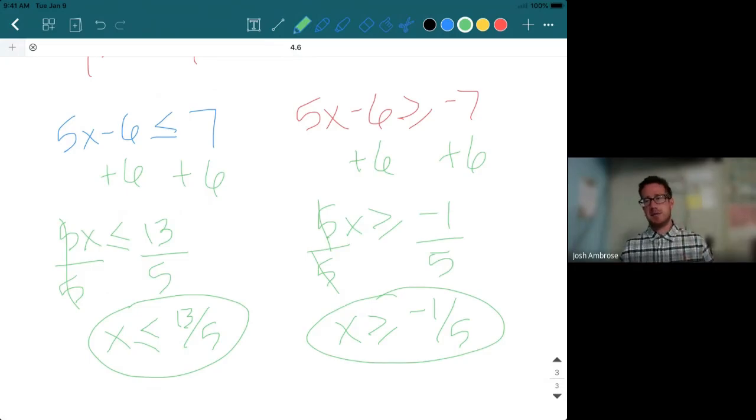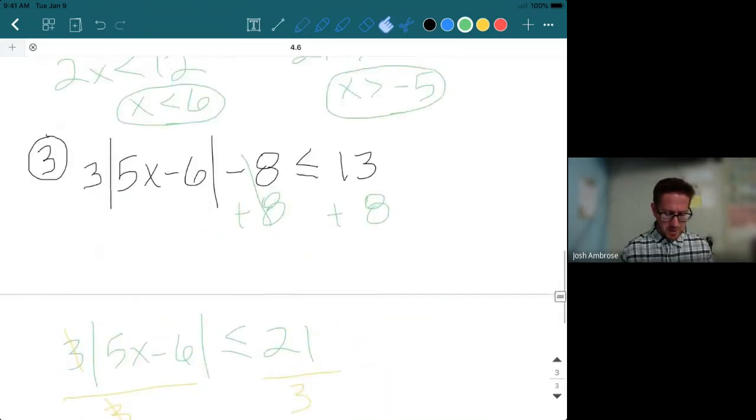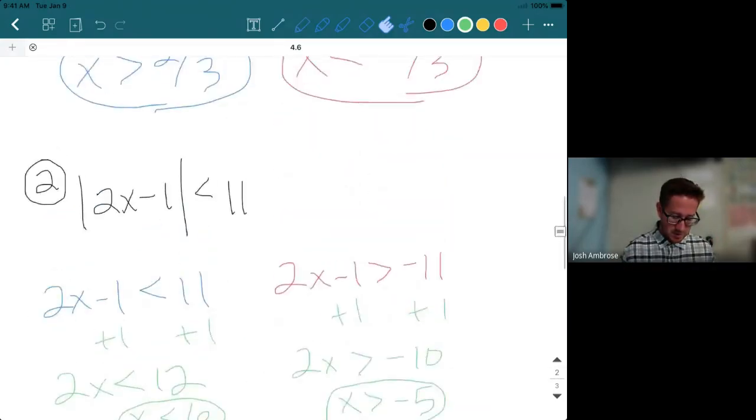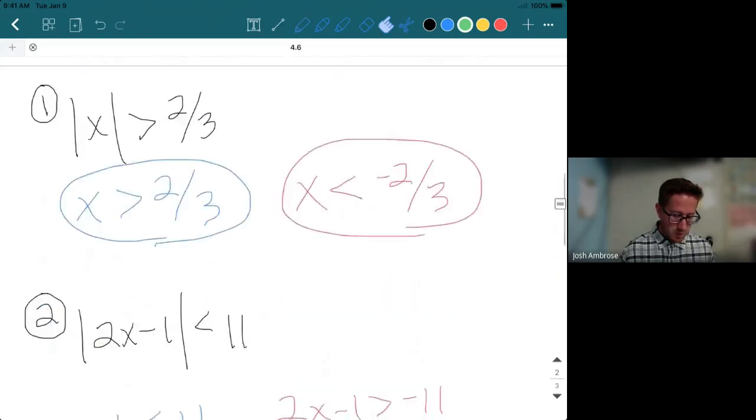So key steps to remember. You can't proceed until all you have is that absolute value on one side and the constant value on the other. So when I say that, I mean, take a look at what we had to do with this example 3. You had to get rid of that minus 8 by adding 8. Then you had to get rid of that 3 by dividing by 3. Then we could proceed. All right. And then you're looking at doing it just like we did 2.